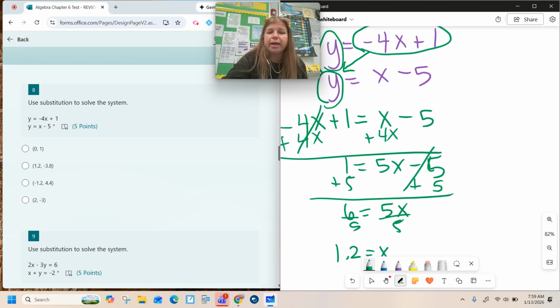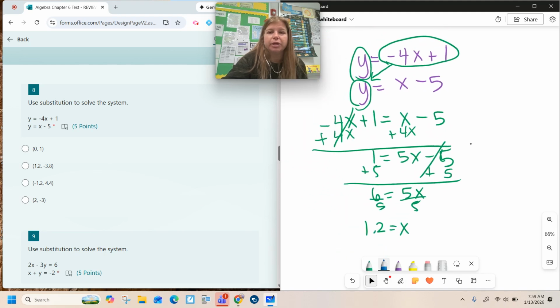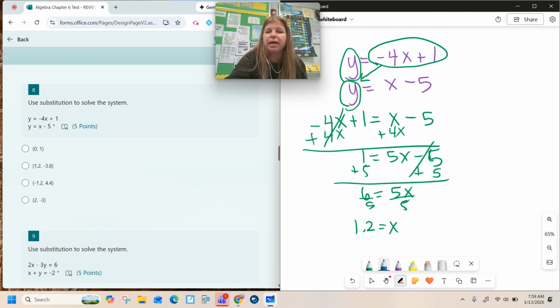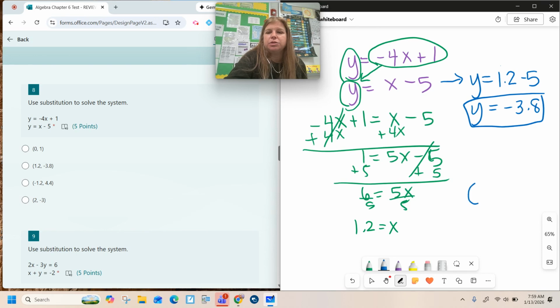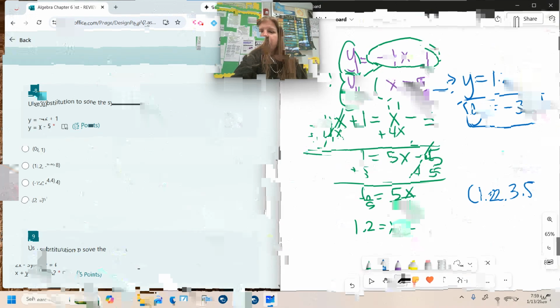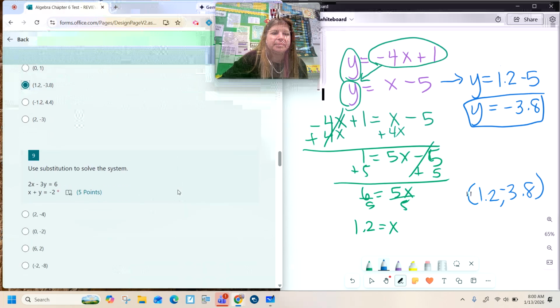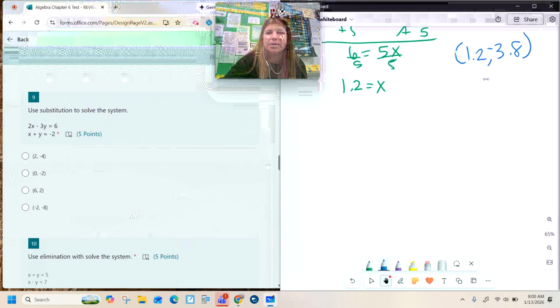To solve for y, I can grab either y equals equation. It does not matter. I think I like the second one better. So I'm going to choose y equals, plug in my x value of 1.2, minus 5. 1.2 minus 5 is negative 3.8. And so my solution is 1.2, comma, oh, negative 3.8. Excellent.